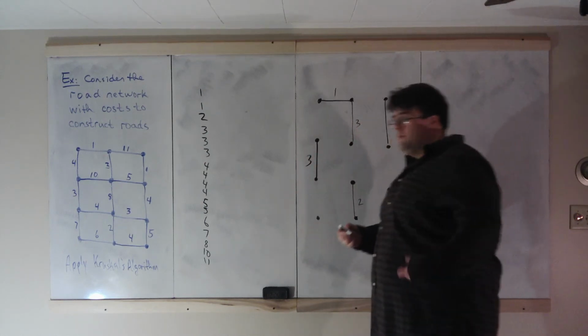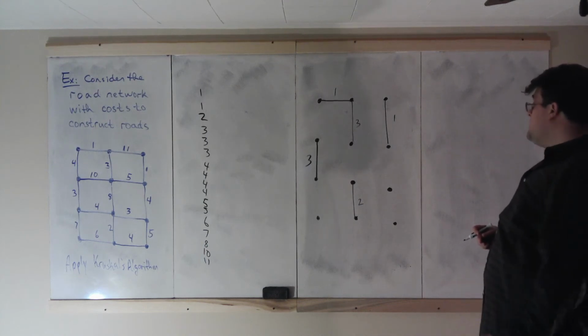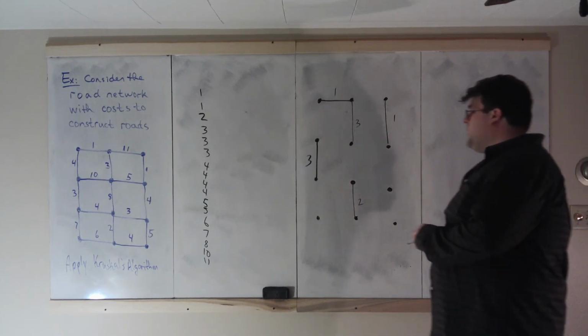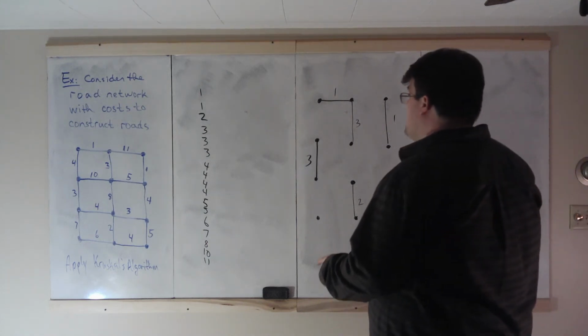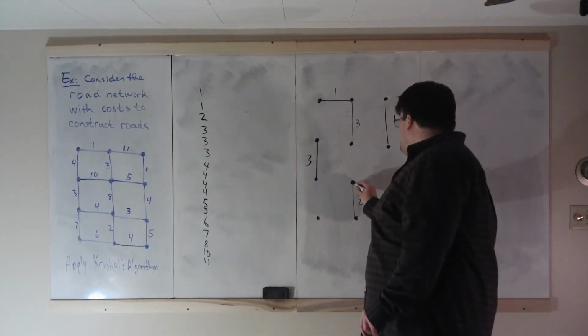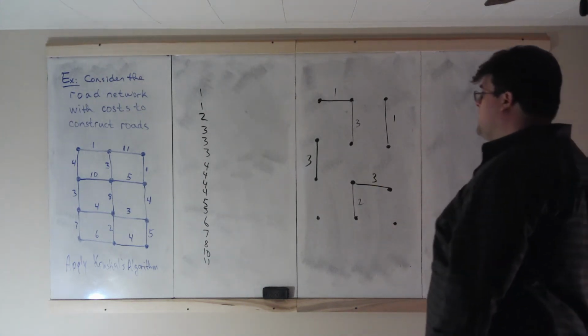Notice here, we're going to be piecing together a tree. And our goal is going to be to hit all of the vertices, and we don't need a cycle. So three, three, there's a third three somewhere right here. That's good. How about the fours? There are four fours.